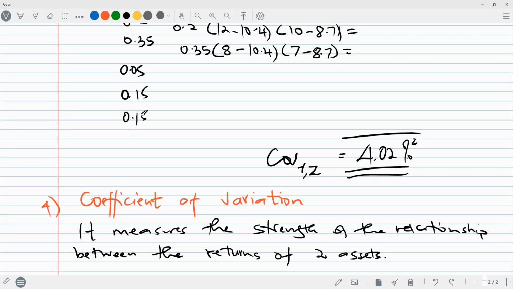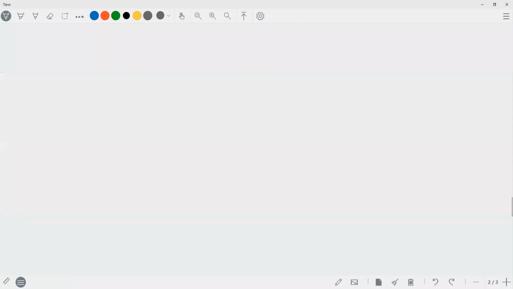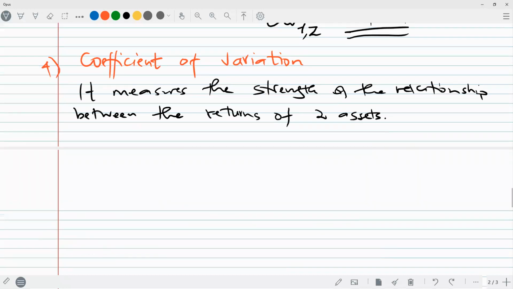How do the two returns move together? We want to measure the strength of that movement. The covariance simply measures the movement, and now it gives us the strength of the movement in the form of the coefficient of variation.